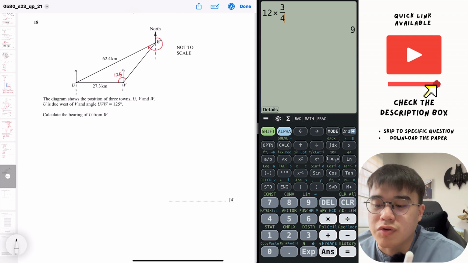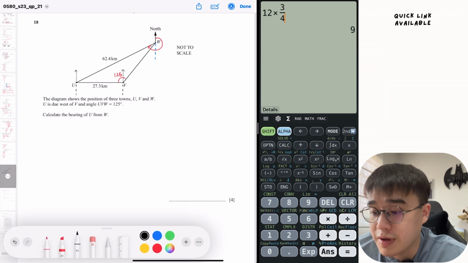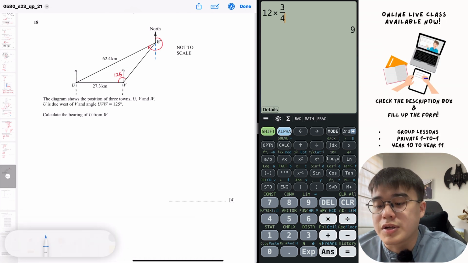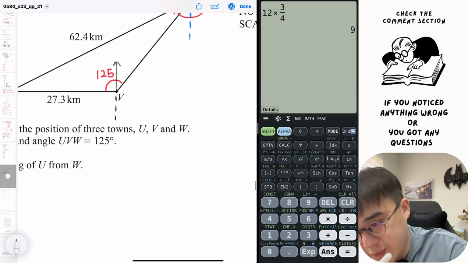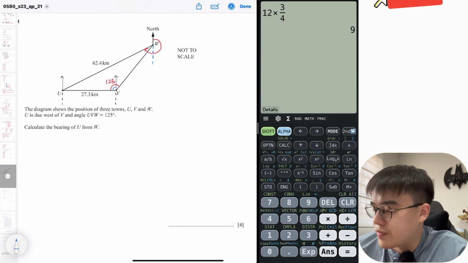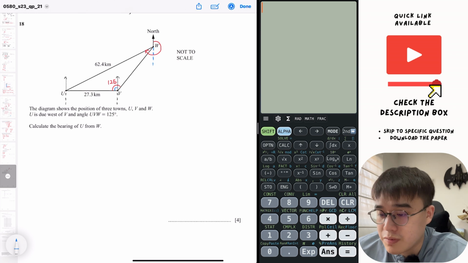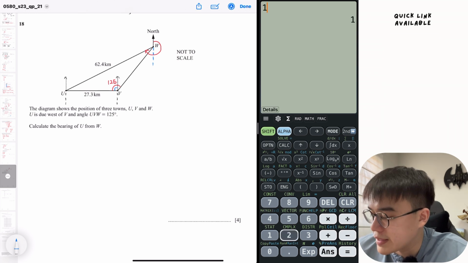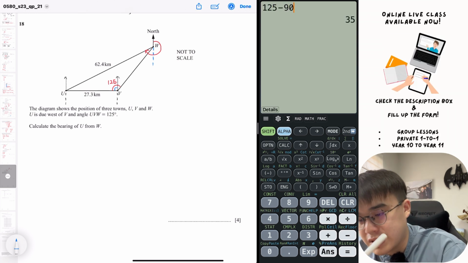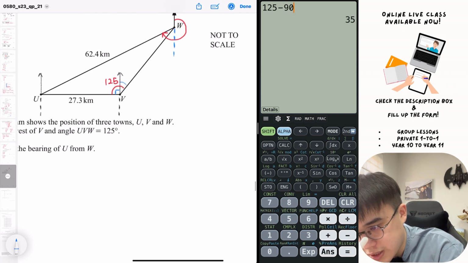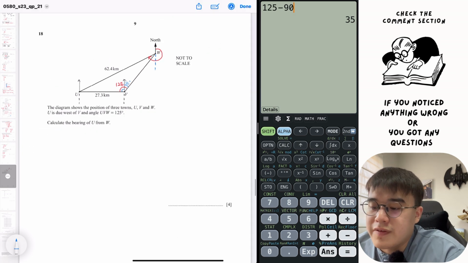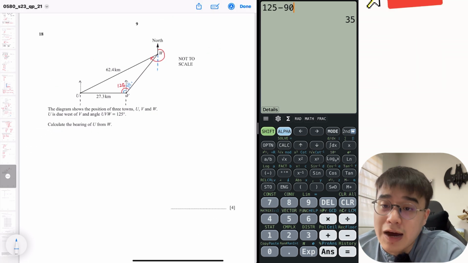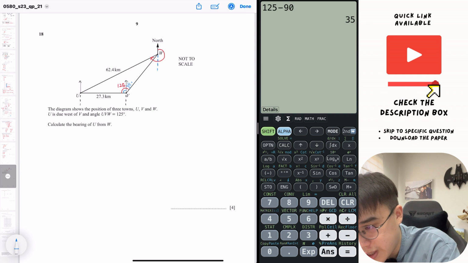Now that everything is drawn, there's a few pieces of information that you can actually fill in. Because of the term due west, it tells us that this part, to be specific, is actually 90 degrees. So with this, you can actually make some adjustment to the results. 125 minus 90, you will know that this part of the angle here is actually 35. So what's so important about this 35 here is that you can use alternate angle and transfer it up.